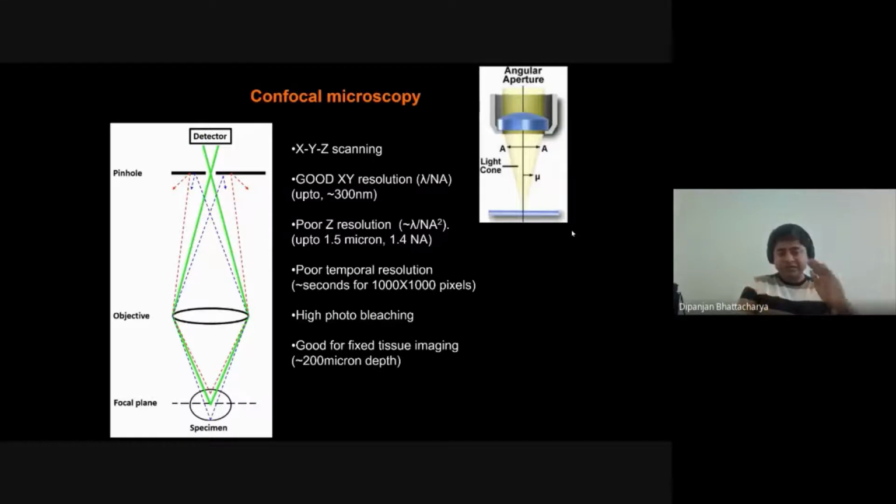So you are just taking the fluorescence from one plane, blocking the planes upper and below, but you are still exciting all the planes, so you are doing photo bleaching all the time. So photo bleaching is high. You have poor temporal resolution, but you gain in good XY and moderate Z resolution.